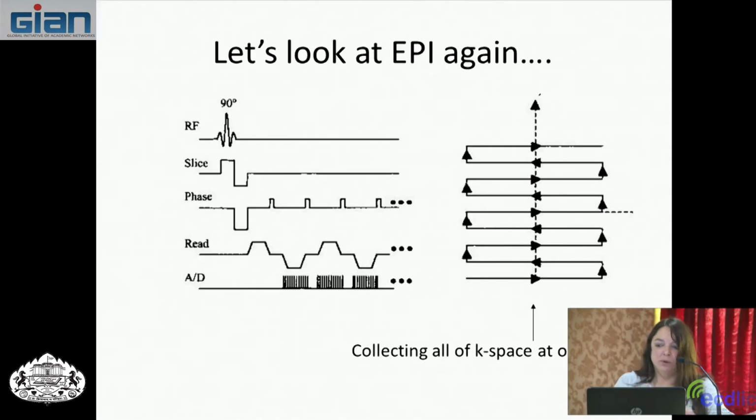Okay, so let's look at EPI again. When we're doing an EPI image, we are actually collecting all of K-space at once. We're not distinguishing collecting low or high frequencies. We're just going through and collecting all of it, low and high frequencies equally.